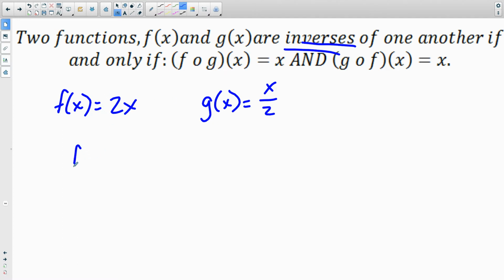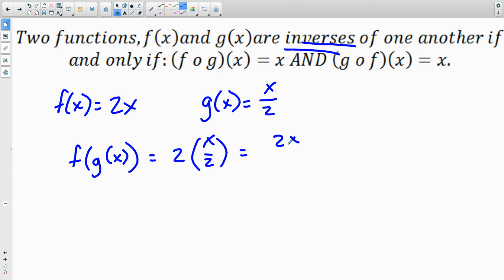And if I do their composition f of g of x, we end up with g of x going into f when we do this composition. So we have x over 2 being substituted into that function, which becomes 2x over 2. The 2's cancel, we're left with x.